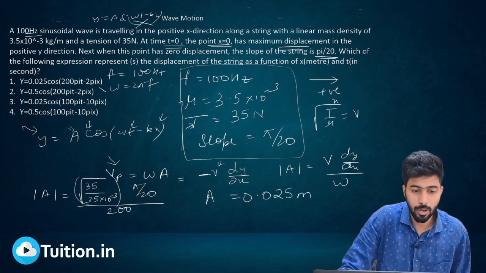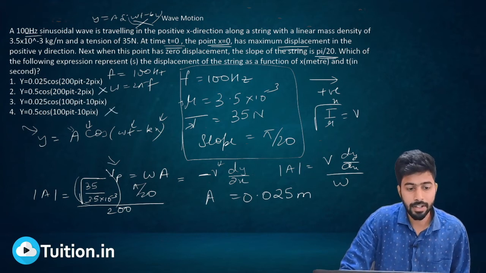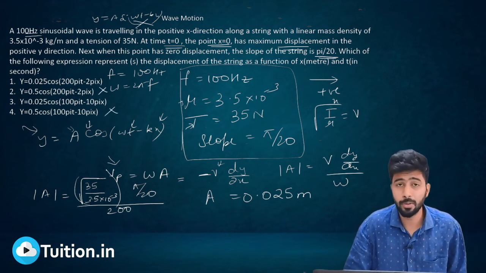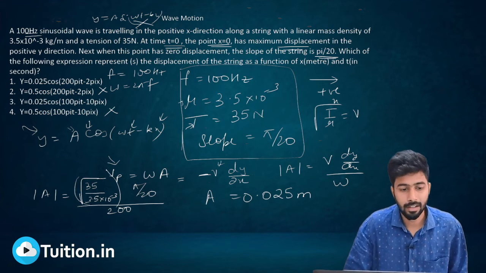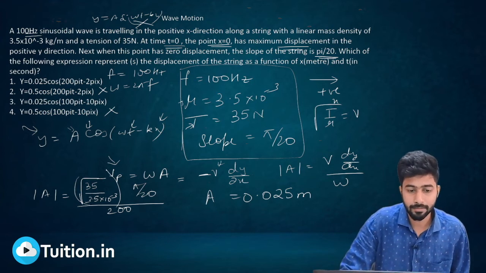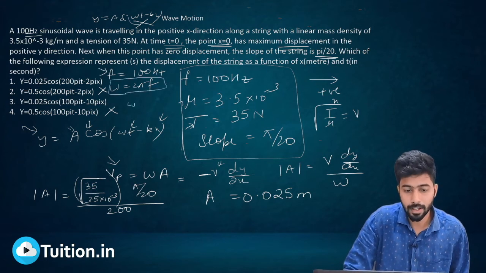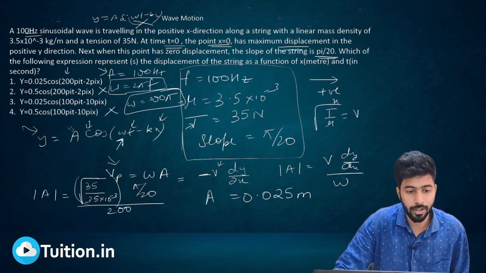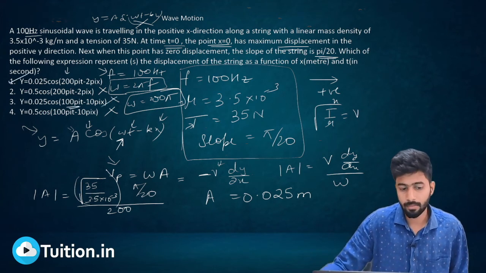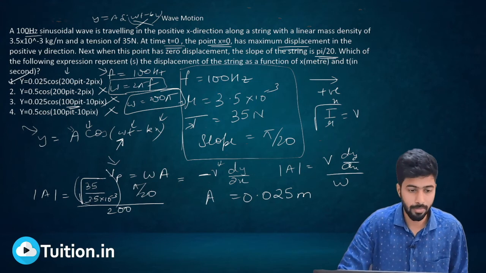So obviously option 2 and option 4 are eliminated because the amplitude should be equal to 0.025, and that's happening only in option 1 and 3. So eliminate 2 and 4. Now the only thing I need to find is omega, right? Because frequency is given, omega is 2 pi f, so omega is nothing but 200 pi. So the coefficient of t should be 200 pi, and that's only in option 1, because in option 3 it's 100 pi. So this also can't be right. The only correct option is option 1. So that's how simple the problem was.